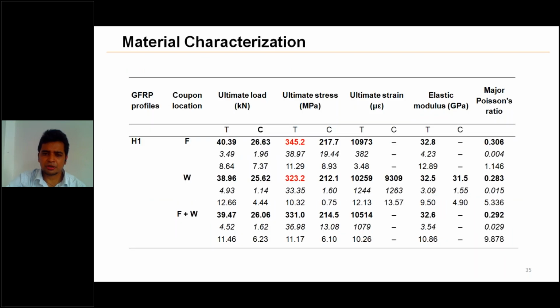Now coming to some of the material data, the ultimate strength of the material in the flange was around 345 Newton per mm square, whereas in the web it was around 323 Newton per mm square, which is quite comparable to steel. However, the elastic modulus was around 1/7 of steel. These are some typical data which I got from the material characterization tests.